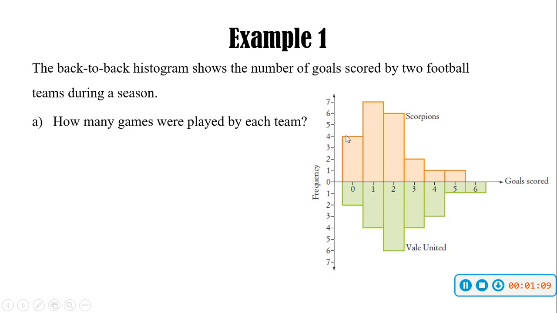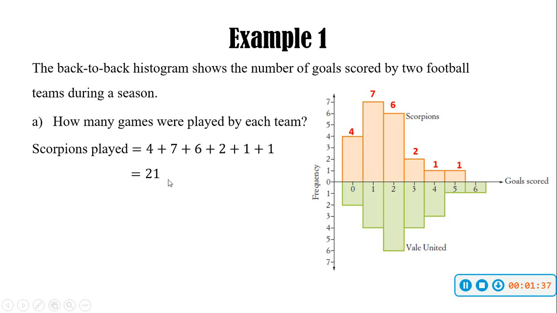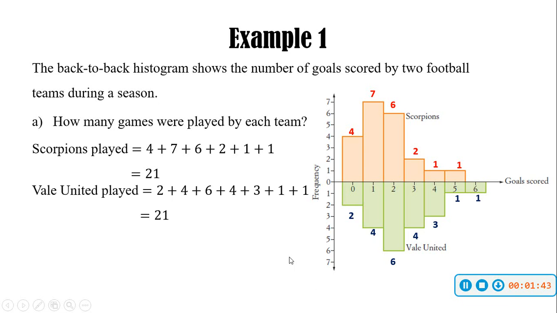So 4 games scored 0 goals, meaning no goal in each of the 4 games. 1 goal scored in each of the 7 games. 2 goals scored in each of the 6 games. Because the frequency is 6, if you continue with that, Scorpions played 21 games. Similarly, Whale United played 21 games, so each team played 21 games.